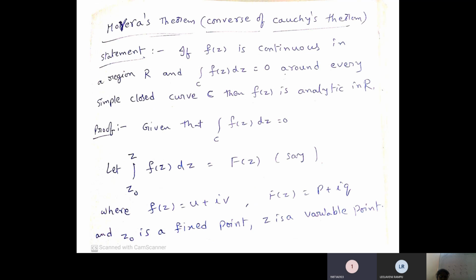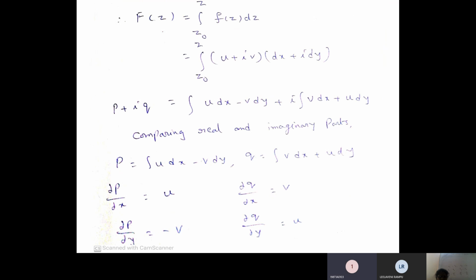So what is Morera's theorem? If the integral over c of f of z is equal to 0 around every simple closed curve c, then f of z is analytic. Given that, we have to prove that f of z is analytic. For that, we have taken capital F of z equal to the integral from z naught to z of f of z dz. Let capital F of z equal p plus iq and small f of z equal u plus iv. Multiplying f of z and dz, u plus iv into dx plus i dy, and comparing real and imaginary parts, p equals the integral of u dx minus v dy, and q equals the integral of v dx plus u dy.